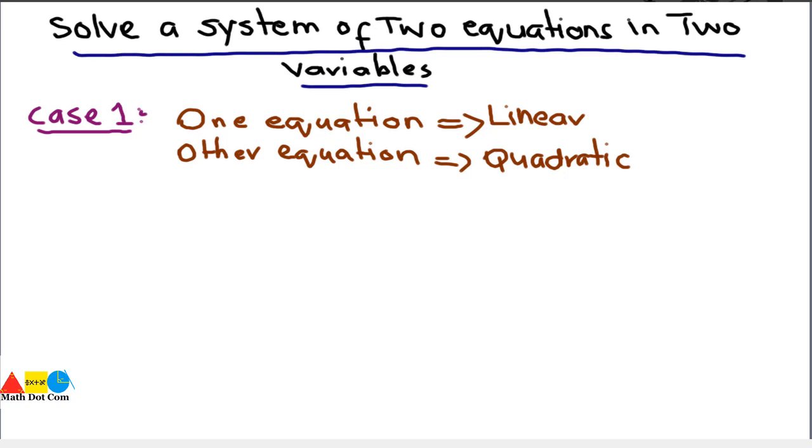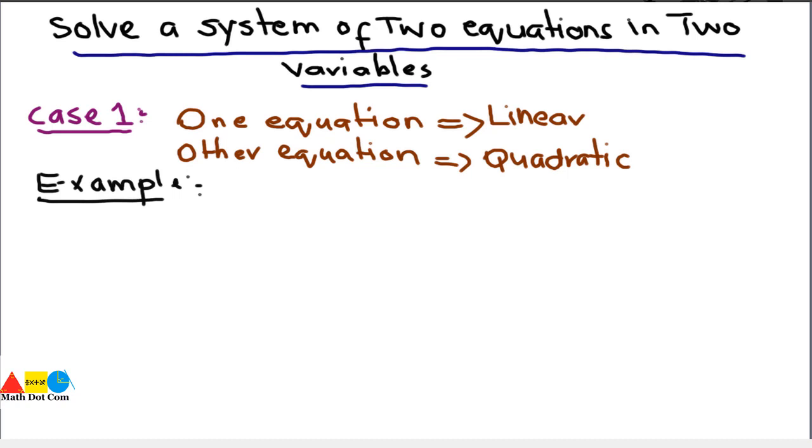Case one is when one equation is linear and the other equation is quadratic. We have already discussed in our previous lectures what is meant by a linear equation and a quadratic equation. In short, a linear equation has x to the power 1, and a quadratic equation has x to the power 2. So first we will consider case 1, where we have two equations, one linear and the other quadratic. Let's start with an example to understand how you can solve a system of two equations in two variables where one equation is linear and the other is quadratic.